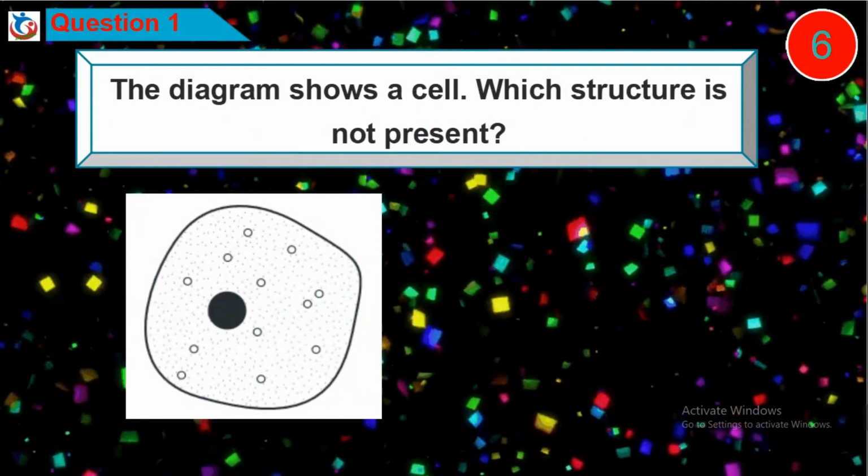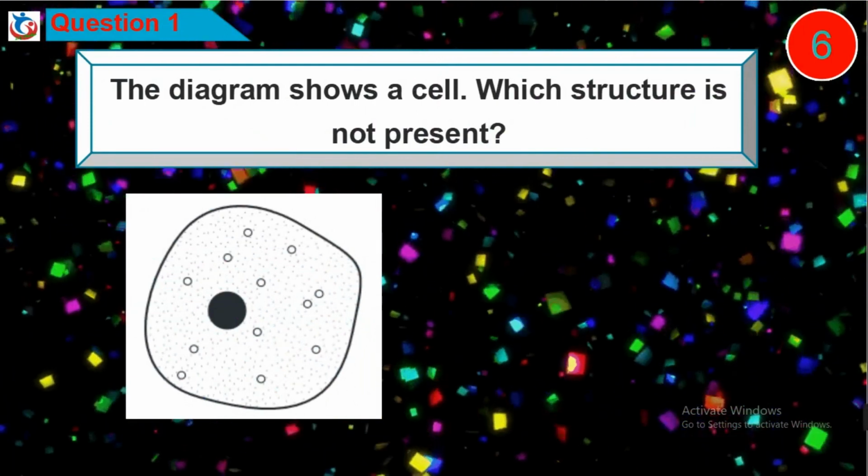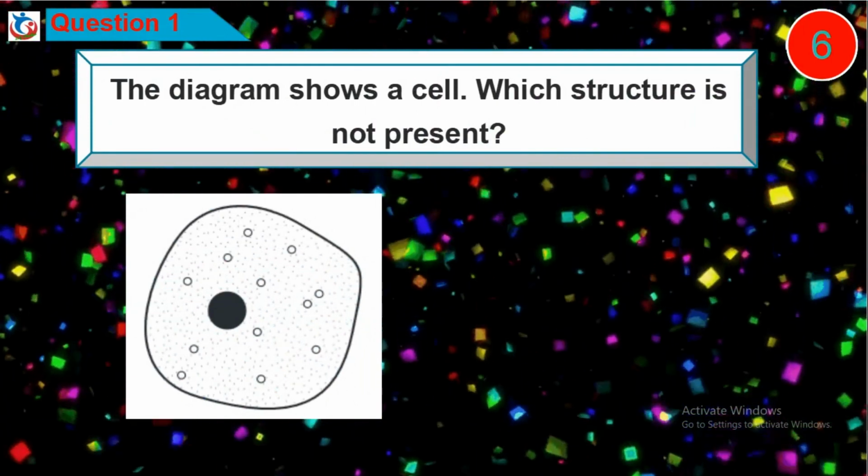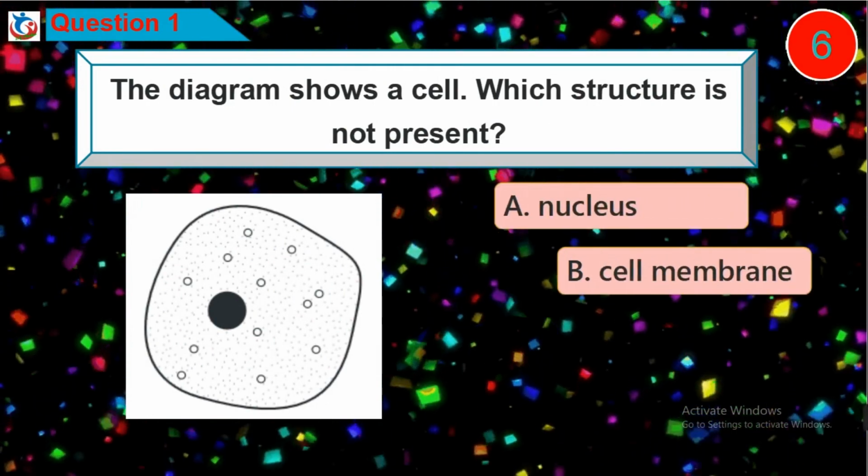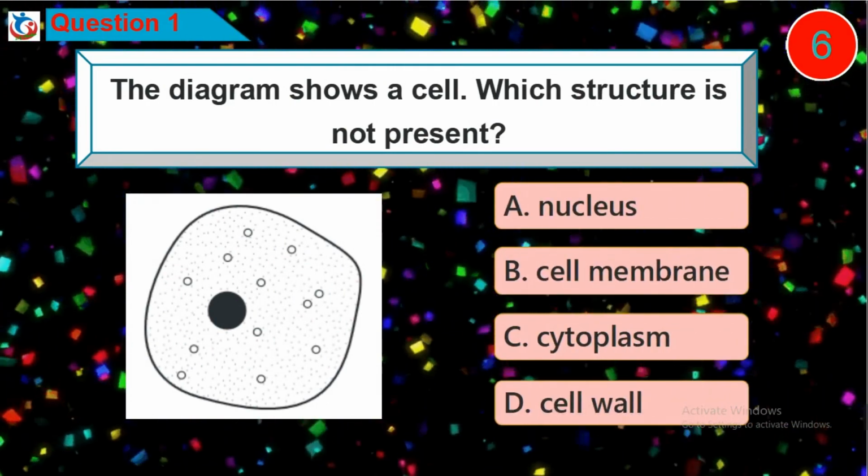Question 1. The diagram shows a cell. Which structure is not present? Is it option A, B, C, or D?